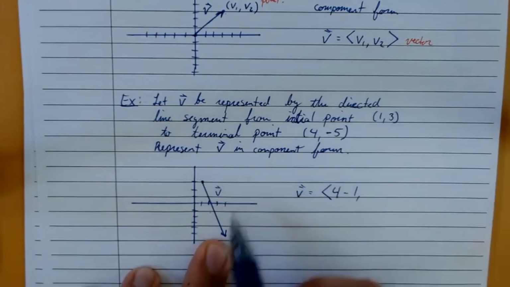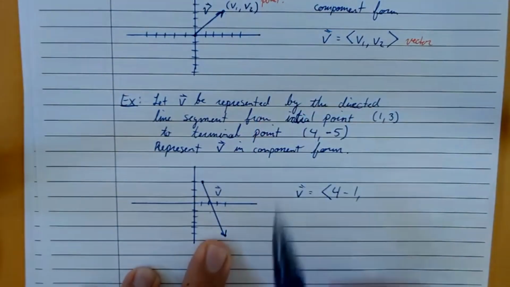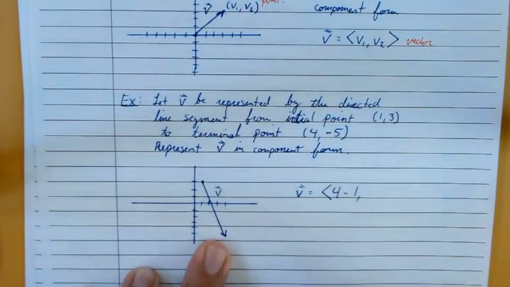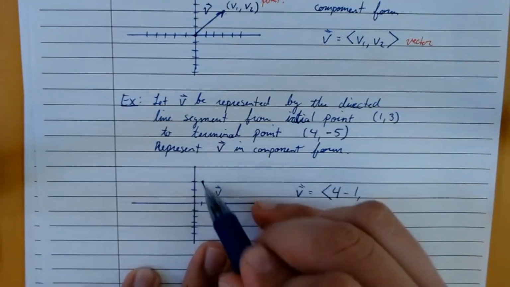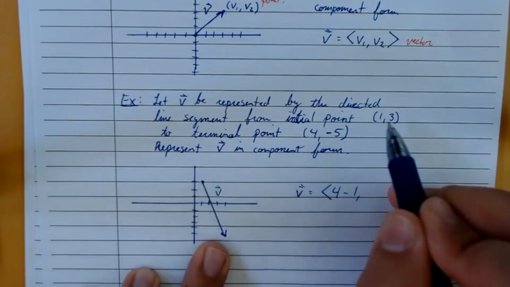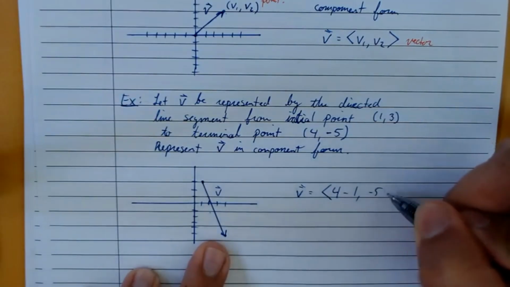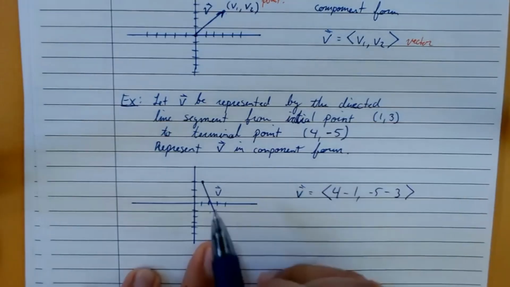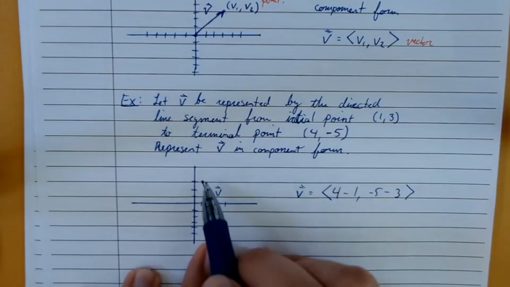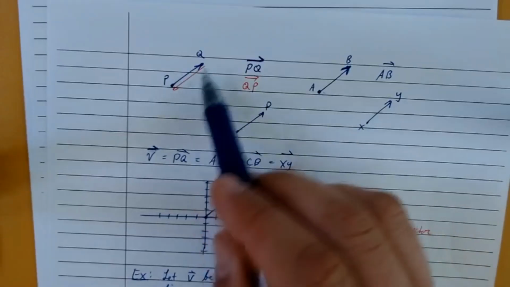For my v2, that's the y-coordinate of my terminal point. That just means how much displacement do I need in the y direction? How far up or down do I need to go to get from this initial point to this terminal point? That's the difference in these y values from the terminal point back to the initial point: -5 minus 3. Notice that is ordered. If I did it the other way around, from the initial point back to the terminal point, that's going to give me the opposite direction. Those are not the same.